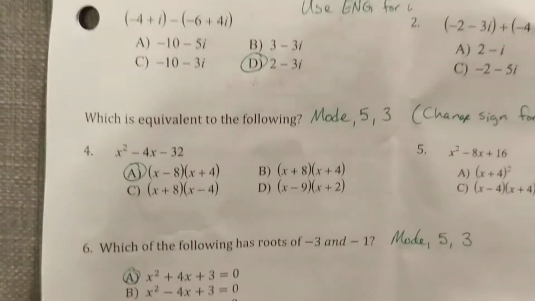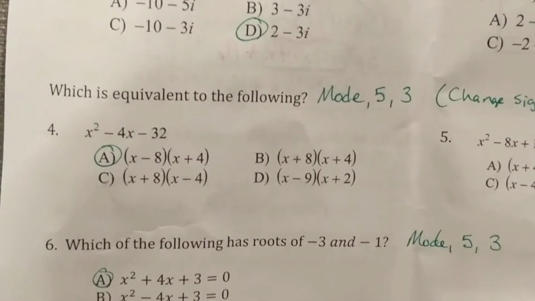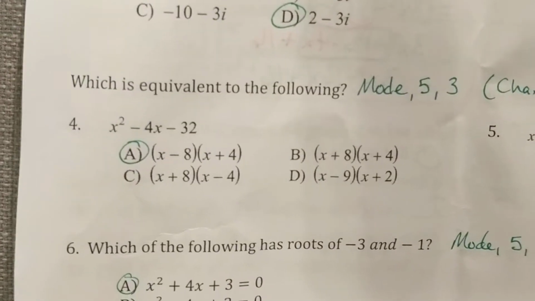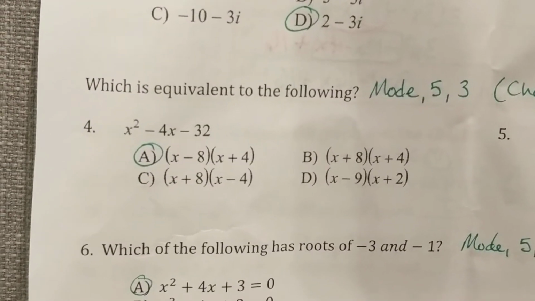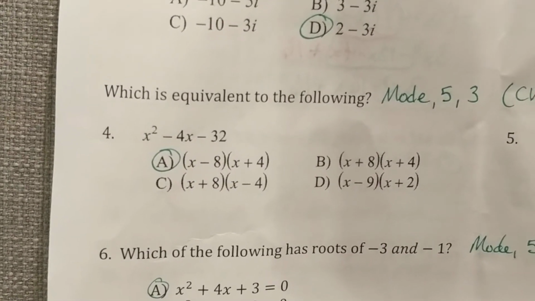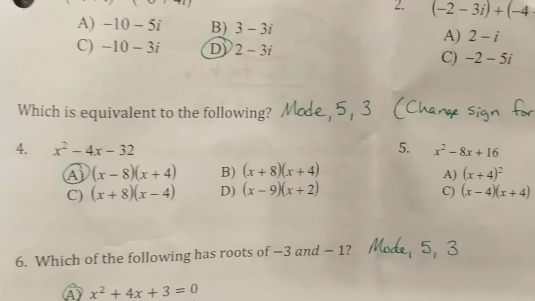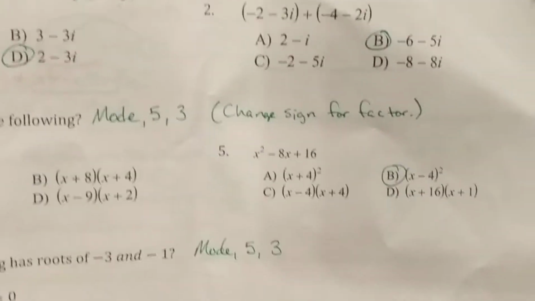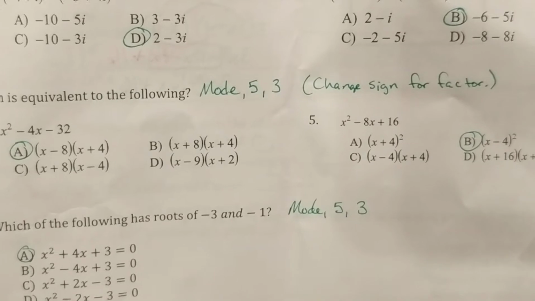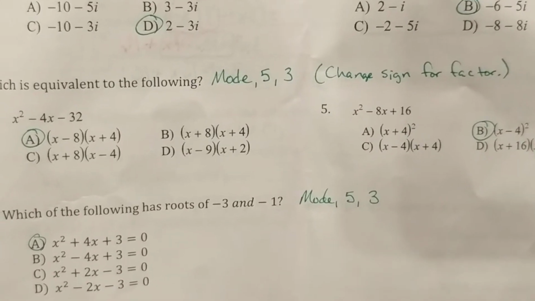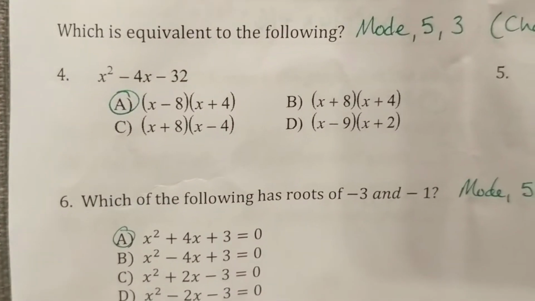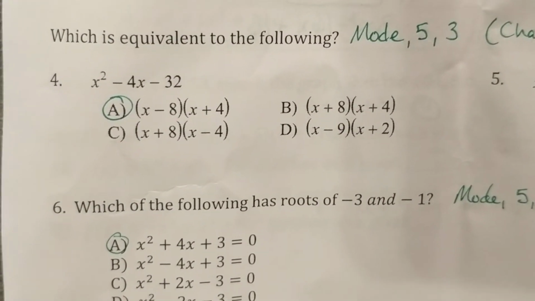Alright, it says number 4 right here, which is like number 3, but I just didn't change the numbers when I changed the problems. It says, which is equivalent to the following? x squared minus 4x minus 32. This is a factoring problem. Remember we talked about mode 5.3 on that Casio? That will give you the solutions, the x-intercepts, and you can change them to factors by changing the sign. So if you do mode 5.3, you would get 8 and negative 4, but when you change the sign, it would be x minus 8, x plus 4.